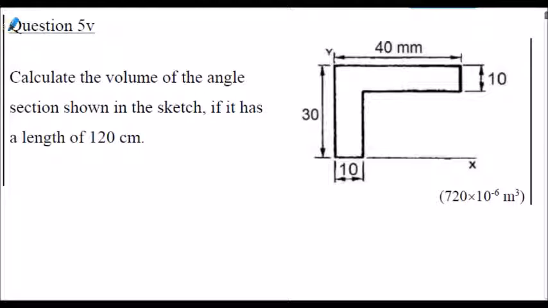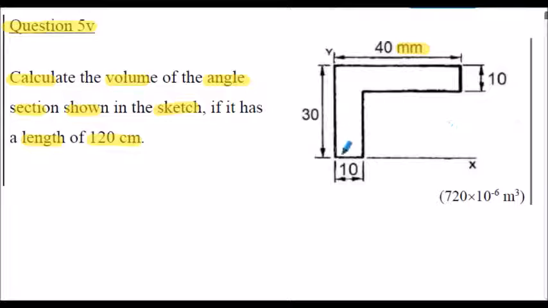I will leave question 5V for you to attempt at your own pace. We're asked to calculate the volume of the angle section that's shown in the sketch. This angle section shown here. If the length is 120 centimeters. So be careful of the units. In the sketch here, the dimensions are all in millimeters, but the length is given in centimeters.